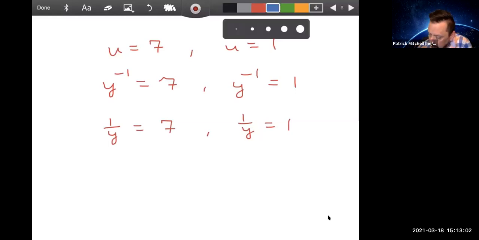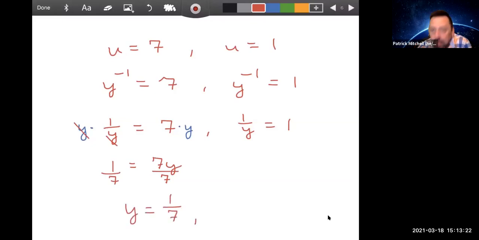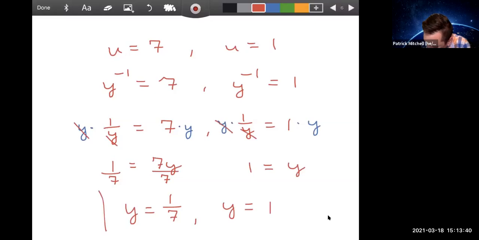So now to solve those for y, I'm going to first multiply both sides by y, which in this case gives me 1 equals 7y, or y equals 1/7. And I'll do the same thing over here. Multiply both sides by y. Oh, that's nice. That just gives me y equals 1. So this equation has two solutions, 1/7 and 1.